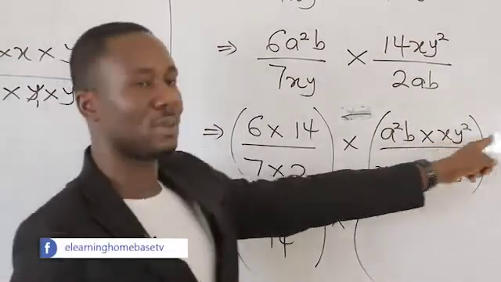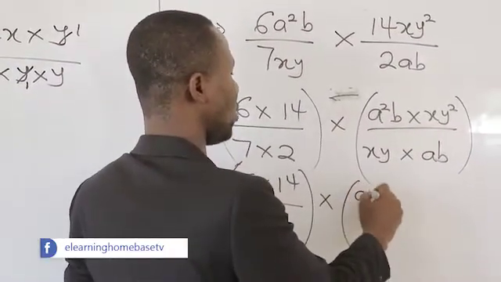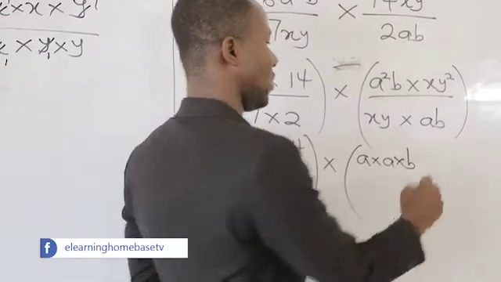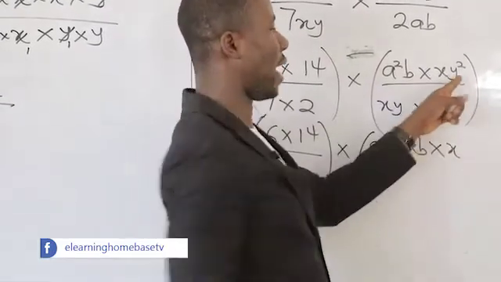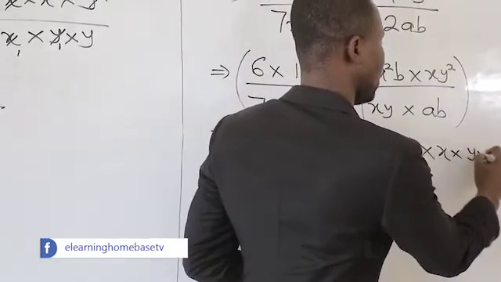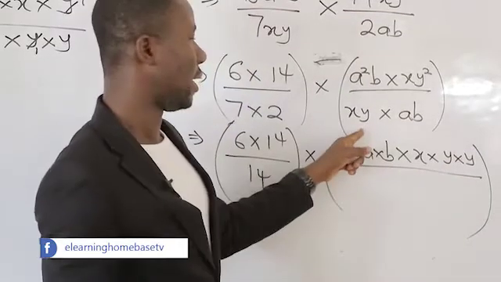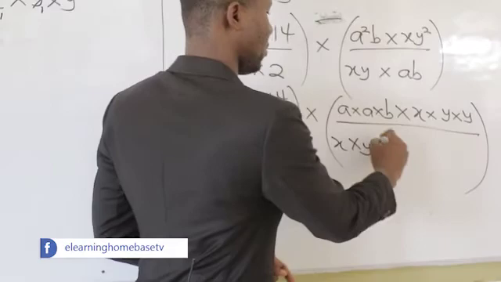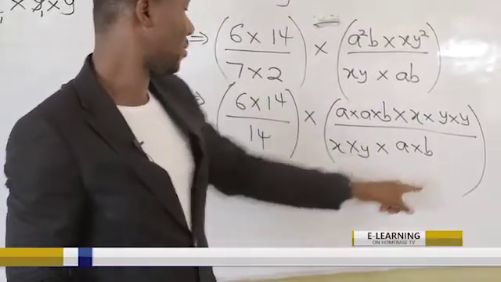Express these ones in terms of multiplication. So a squared means a multiplying itself repeatedly twice. And then y squared also, y multiplying itself repeatedly 2 times. xy is x times y. ab is a times b.